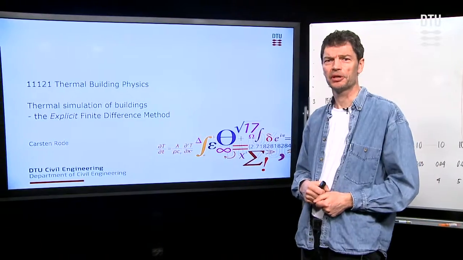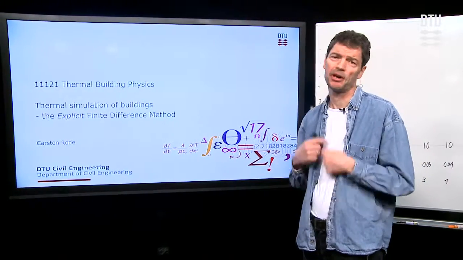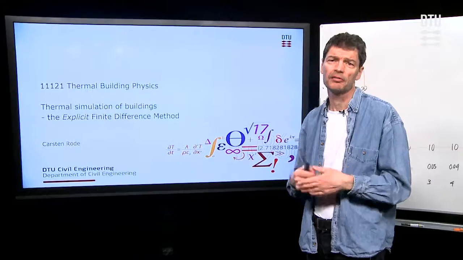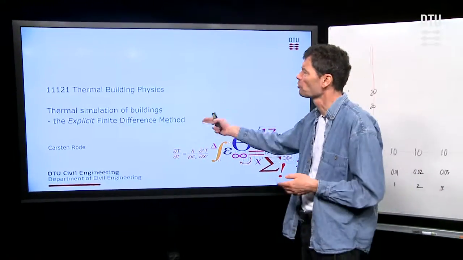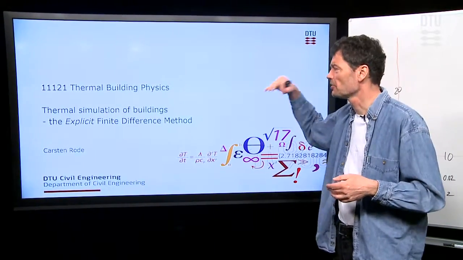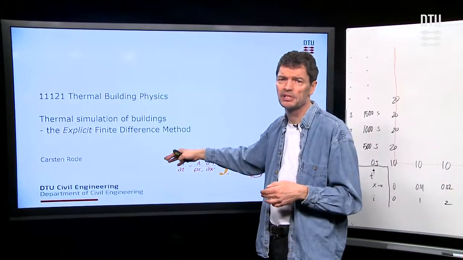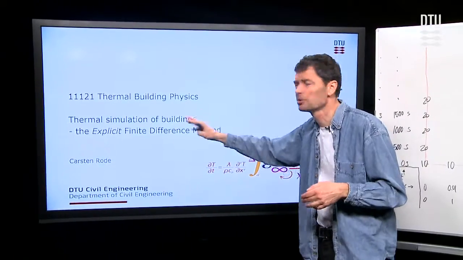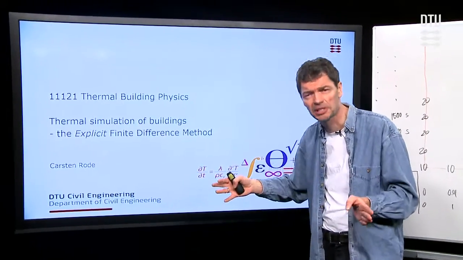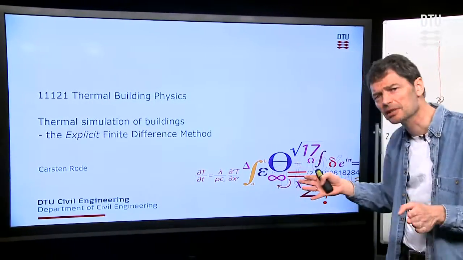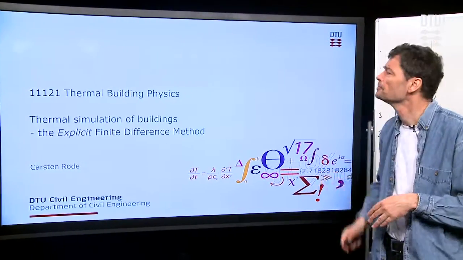Welcome to this lecture on thermal simulation of buildings. That's part of the transient simulation of buildings. And we're going to show today about numerical methods for solving these transient problems. One of the methods is the finite difference method, and only the variation which we call the explicit method will be talked about here in this lecture for now.